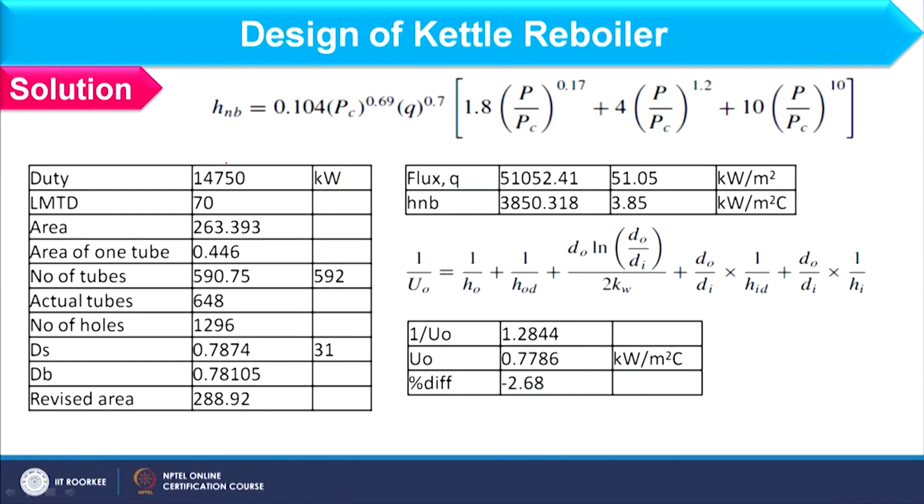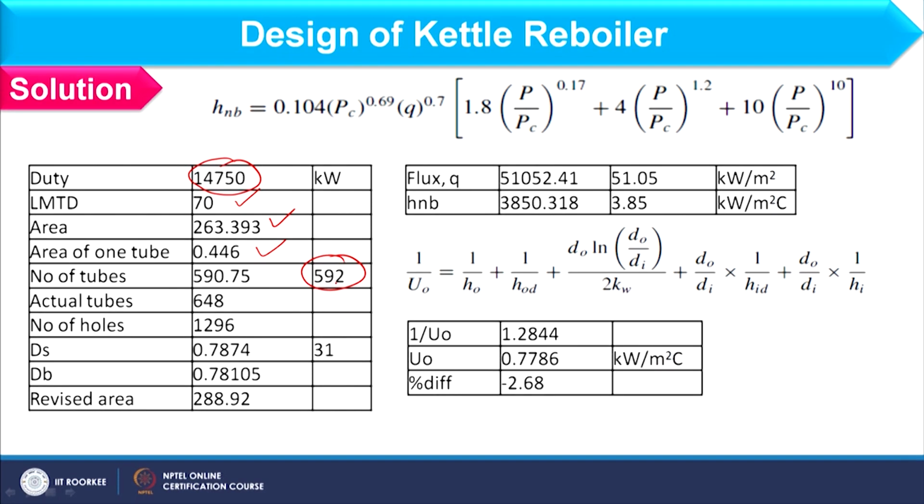Here I have to find out the heat duty, that will be nothing but m lambda. LMTD, or we can say the mean temperature difference, is 70 degrees, which is the difference of two temperatures only. Heat transfer area I can find out, area of one tube I can find out, as we have discussed previously, and the number of tubes we can obtain as 592.